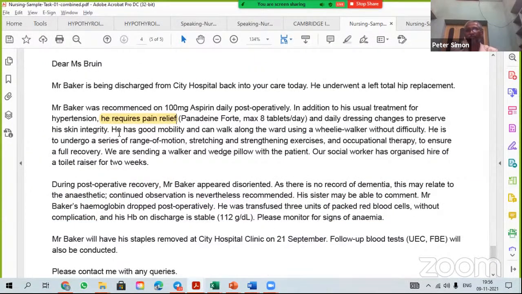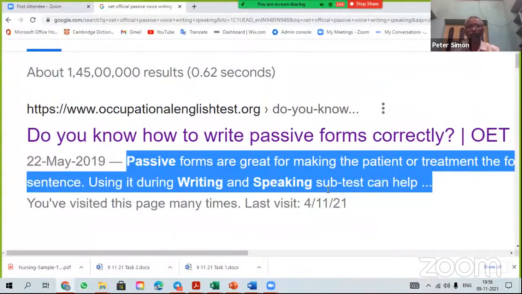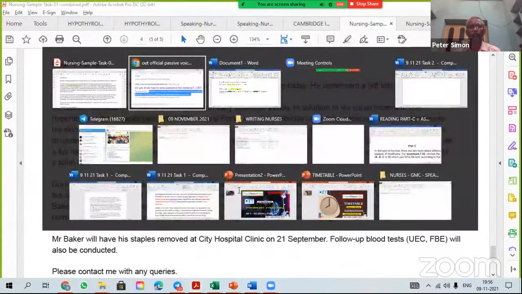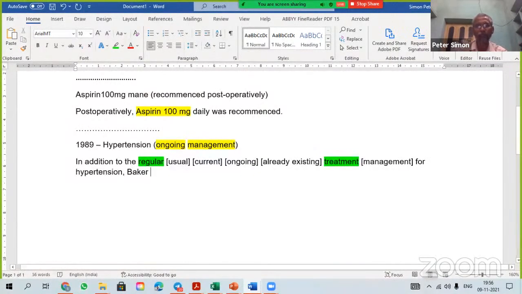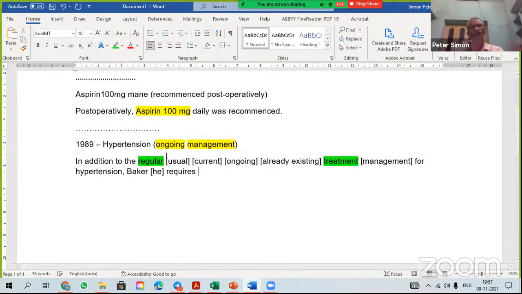So he requires pain relief. So I suggest you don't use that. It is better, you can use it, no doubt. So in addition to the regular treatment for hypertension, he requires. He means who? Baker. Baker requires or he requires, this is correct only. There is no doubt regarding this.